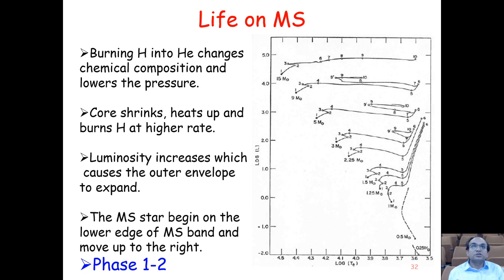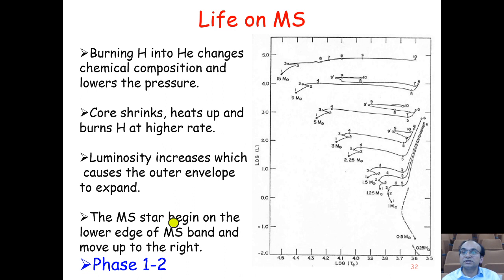So, life on the main sequence. The burning of hydrogen into helium changes the chemical composition and lowers the pressure. So what happens is that because hydrogen is converting to helium, the core shrinks and heats up and burns hydrogen at a higher rate. So luminosity increases, which means radiation pressure increases, which causes the outer envelope to expand.